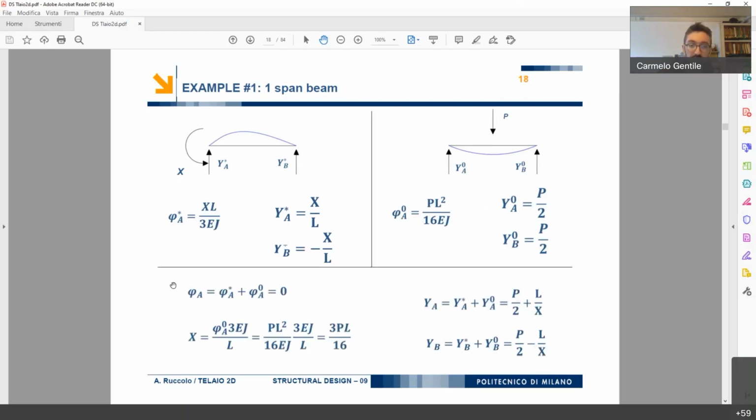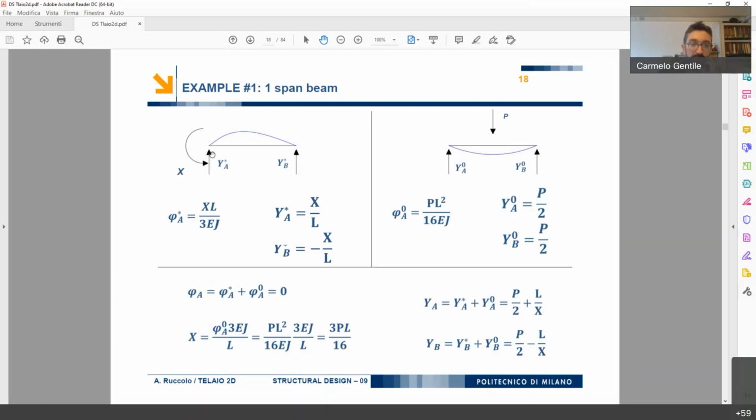We impose the compatibility equation. So the rotation in node A, VA, is the sum of them both, and has to be equal to 0. So we know the rotation of the first one, we know the rotation of the second one. One is equal to minus the other. Okay, so we can find the value of the unknown x, that is the only unknown in our problem, which is equal to 3PL over 16.